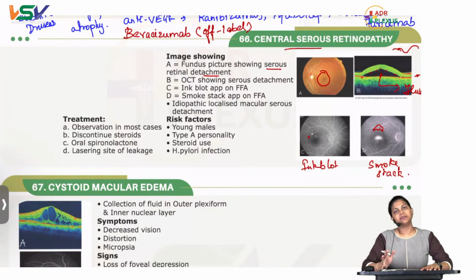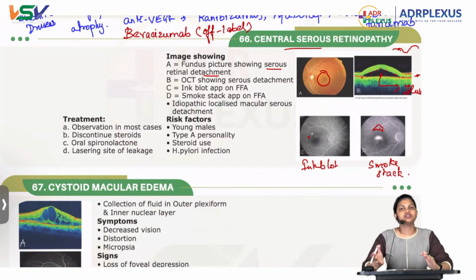Risk factors: remember, young males, type A personality. What will happen to all these type A personalities? They'll be very stressed, with increased stress steroids. The other way is steroid usage; if you consume steroids externally, it can also occur. This is a high steroid condition. And H. pylori infection can also cause it.